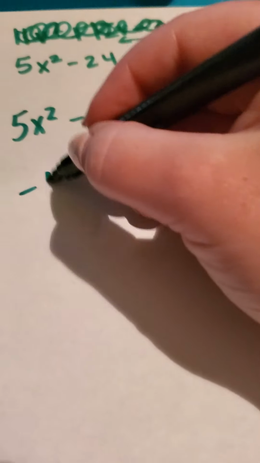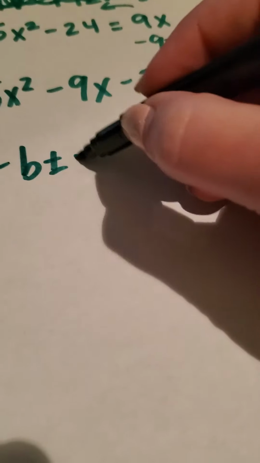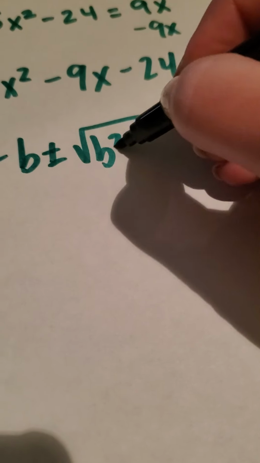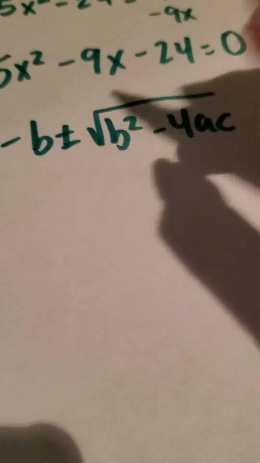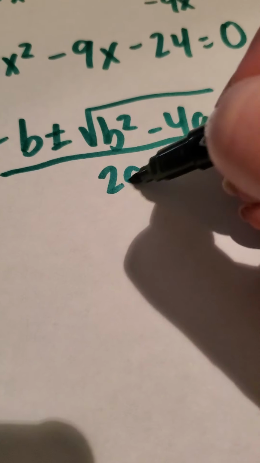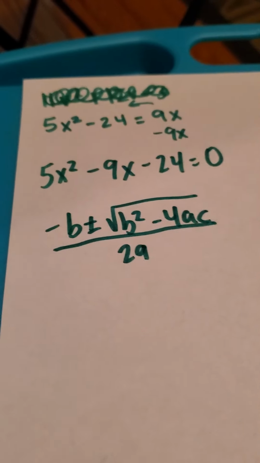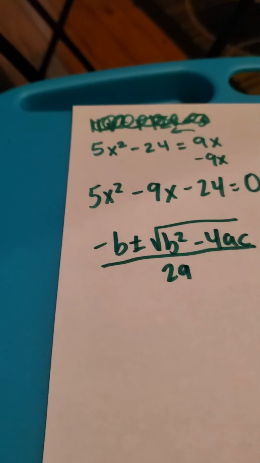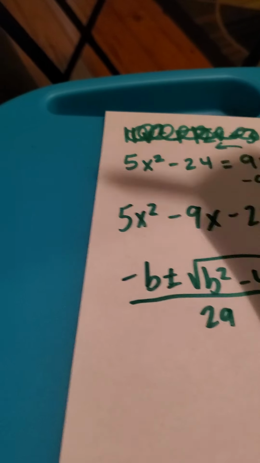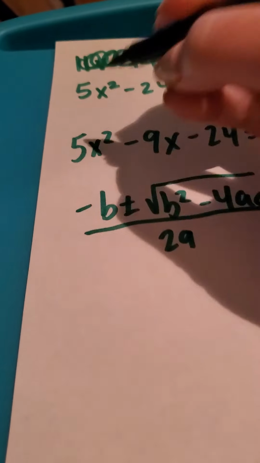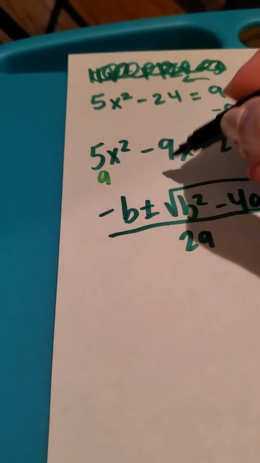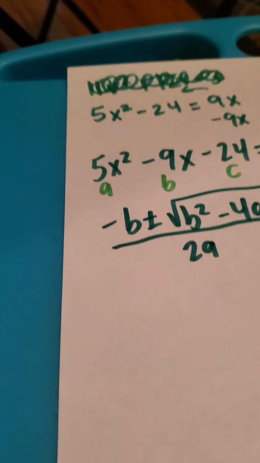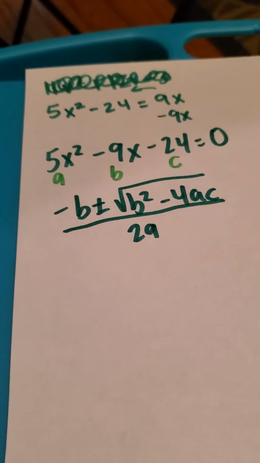And it is negative b plus or minus square root b squared minus 4ac all over 2a. So like we did in the other video, we do need to label the a, b, and c in our quadratic. So a is 5, b is the negative 9, and c is the negative 24.